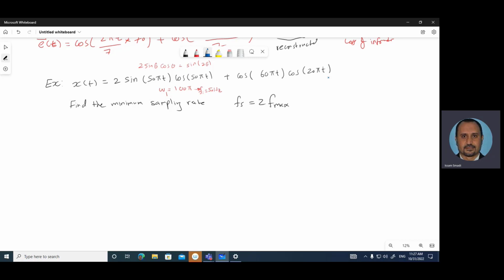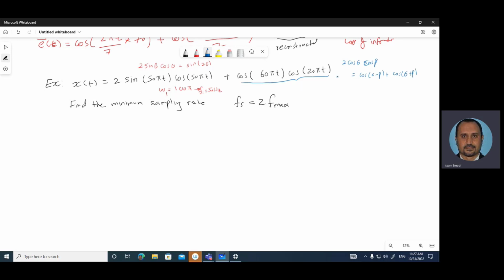Now, what about this one? First, we have to add them, and then we have to subtract them. So this means that I will go to 2 cosine theta cosine beta is equal to cosine theta minus beta plus cosine theta plus beta, correct?